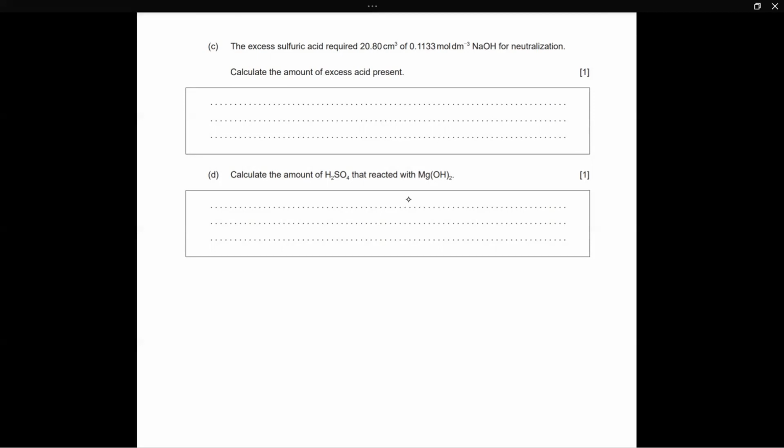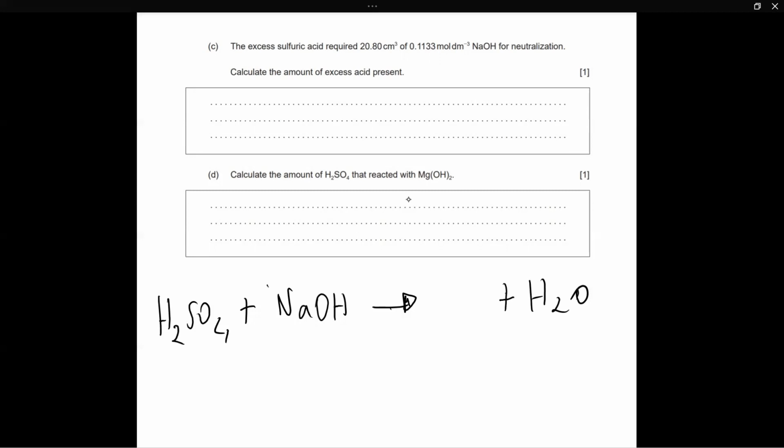Now, we have to write down the equation for the reaction of H2SO4, which is sulfuric acid, with NaOH, sodium hydroxide. And it's the exact same. It's a neutralization reaction again. So like I said, we get one product, which is water, and we get the salt. Now, the salt, as I said earlier, is made up of the positive part of the base and the negative part of the acid.